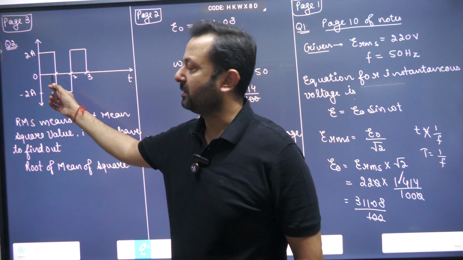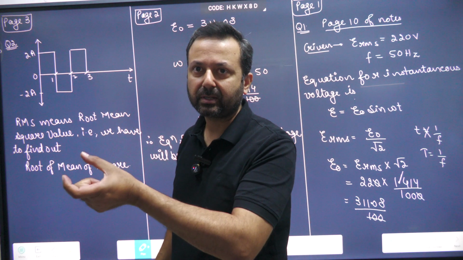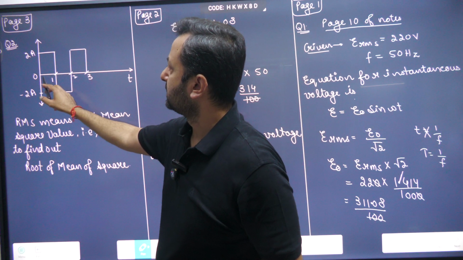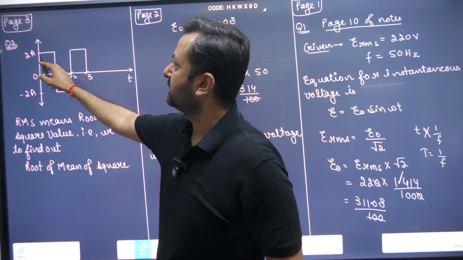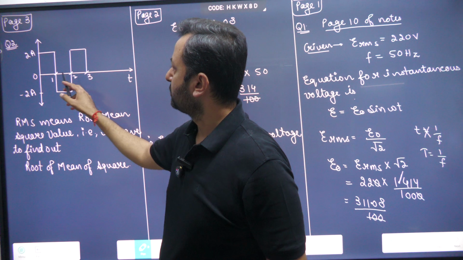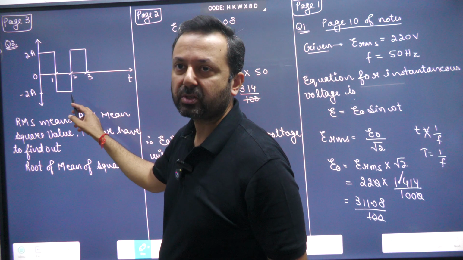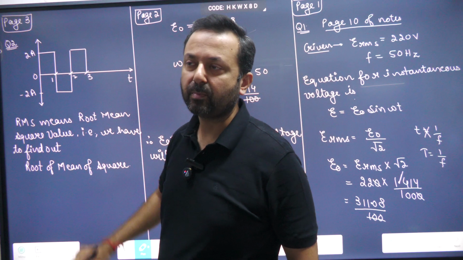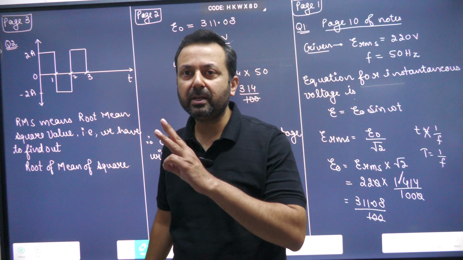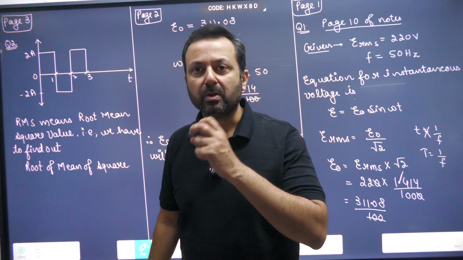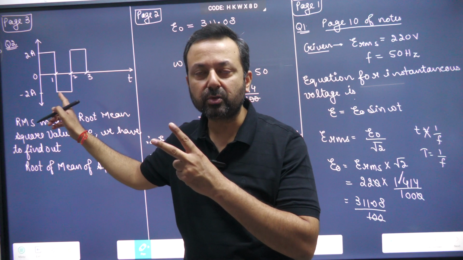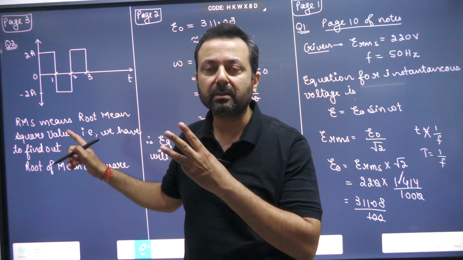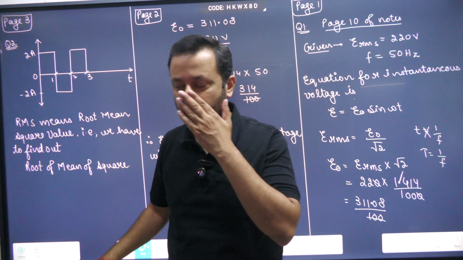So at first time duration, what is the value of current? From 0 to 1 second, the value of current is 2 ampere. From 1 to 2 seconds, the value of current is minus 2 ampere. From 2 to 3 seconds, the value of current is again 2 ampere. So we have three different time intervals.